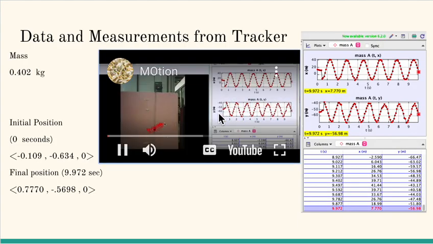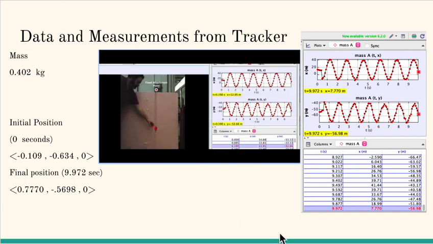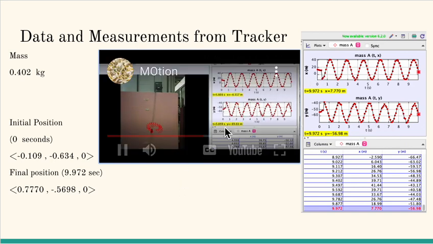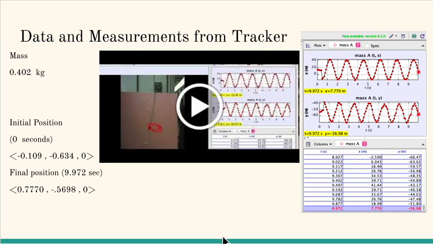So these are the data and measurements from Tracker that we found. As you can see, the x position versus time graph and y position versus time graph are over here. And yeah, we can see that they're approximately sinusoidal and cosinusoidal. And so yeah, those are the graphs.